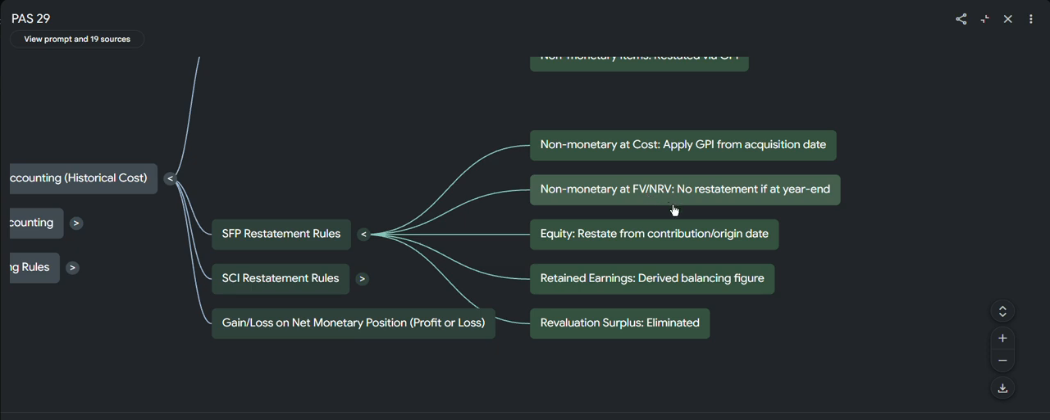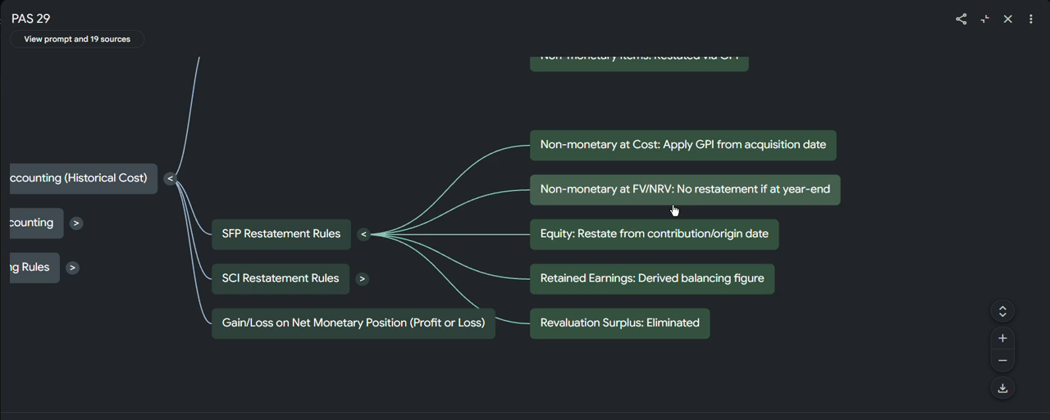have this important rule: the FV or NRV was determined at a date other than the end of the current reporting period. So this is the exception. The general rule is that if measured at FV or NRV, it is restated. The exception is that there is no restatement if it is at year end.